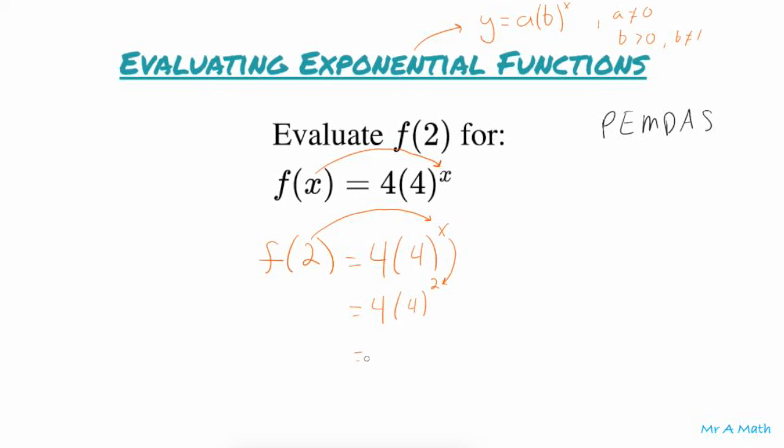So now I just need to make sure I keep my order of operations. Sometimes people are tempted to multiply these numbers first, but exponent comes in the order of operations first. So I need to make sure to do 4 to the second power. So that means 4 times 4 to the second power, which is 16. And if I do 4 times 16 now, that gets me 64 as my answer. So f of 2 is equal to 64.